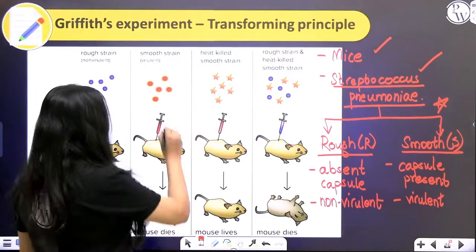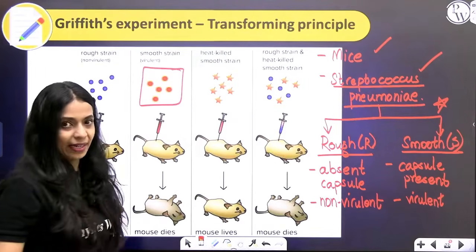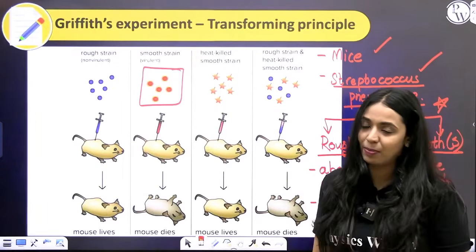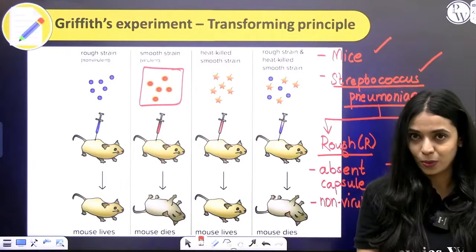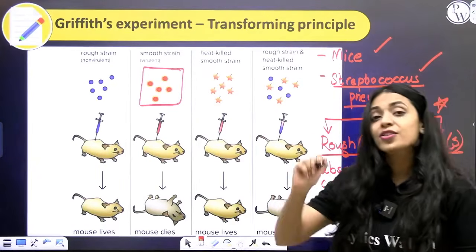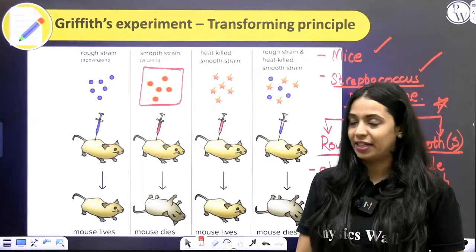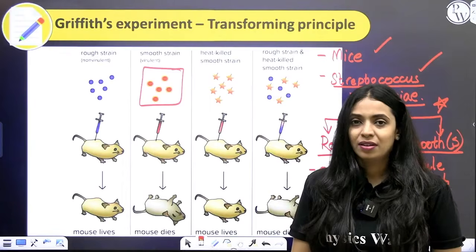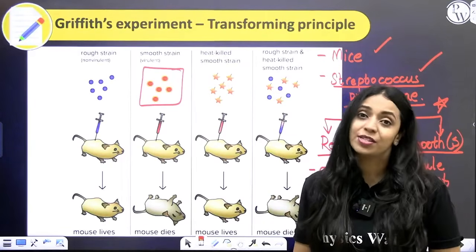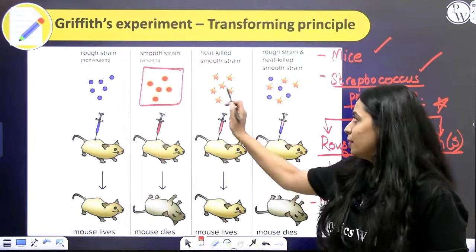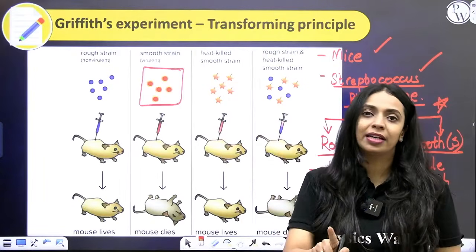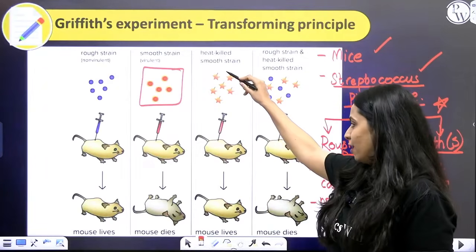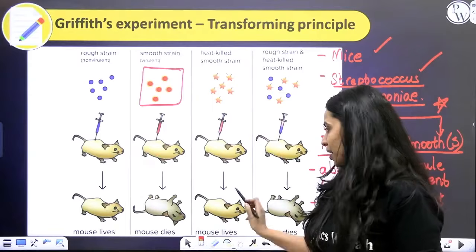Next, he took the S strain bacteria and killed them by applying heat. So he heat-killed these S strain bacteria. The bacteria are dead now because of the application of heat. So he took these heat-killed S strain bacteria and introduced them into the mice. What do you think would have happened? The mice would have survived, because when the bacteria are alive, they have the ability to kill. But once you kill them, they cannot cause disease. So these bacteria could not cause disease in the mice, and the mice survived.